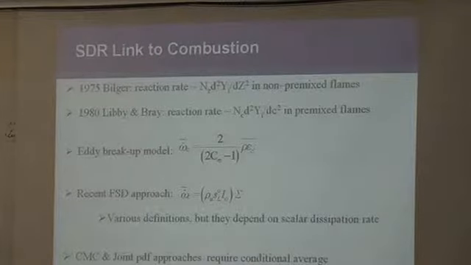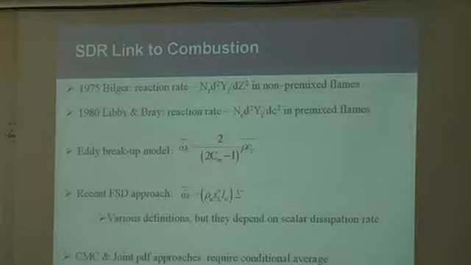So how is it linked to the combustion process? Again, look at the literature from 1975 to probably 2009. Various approaches you could see. I'm not going to go into each of these. The main point I'm trying to make here is that the scalar dissipation rate appears for non-premixed flames as well as premixed flames. These are for the instantaneous reaction rates. Even if you look at the mean reaction rate, some averaged form of the scalar dissipation appears in the mean reaction rate as well.